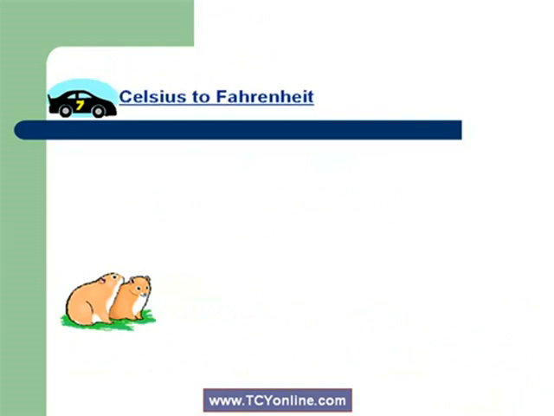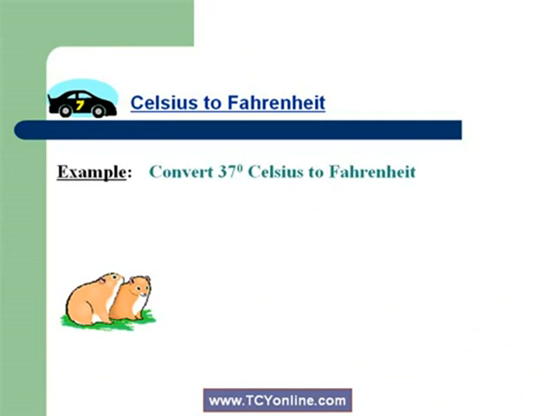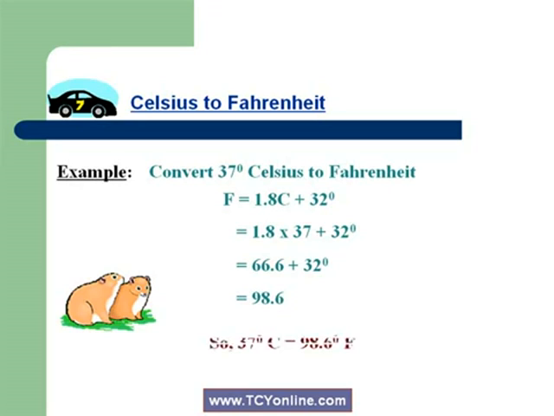Now let's consider an example. Here we need to convert 37 degrees Celsius to Fahrenheit. And we know that Fahrenheit is equal to 1.8 times Celsius scale plus 32. Simply plug in the Celsius scale as 37, and we get the Fahrenheit degree as 98.6. So that means 37 degrees Celsius is 98.6 degrees Fahrenheit.